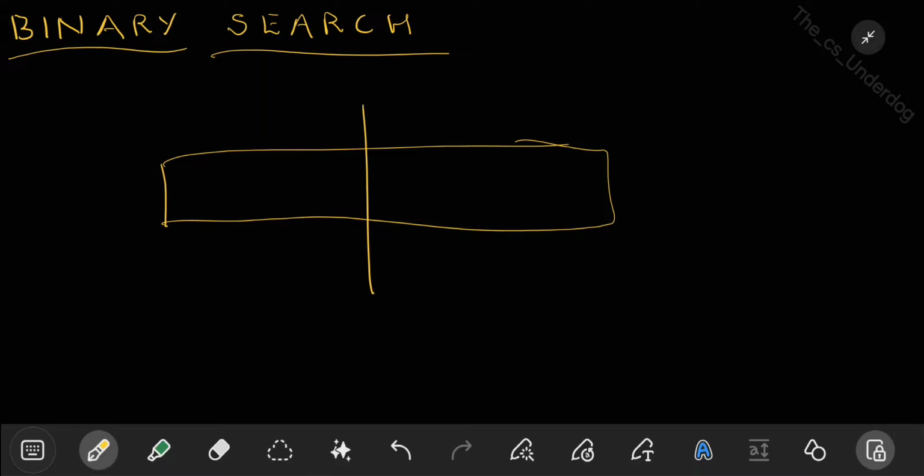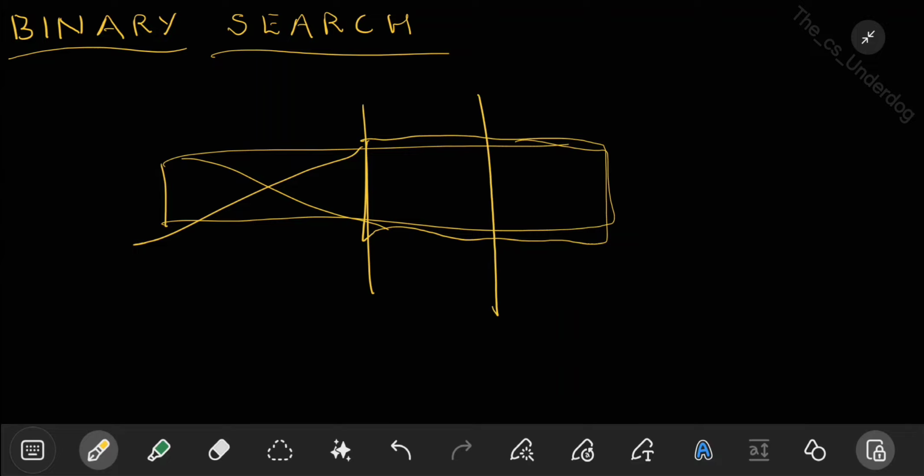Then it will eliminate one half. Let us say it eliminates this half. And it will decide that the search element, if it is present in this array, will be present in the other half. Then it proceeds with searching in the remaining half. Again, it does the same procedure. It will divide it into two halves and eliminate one among these two halves. So this is how binary search proceeds.